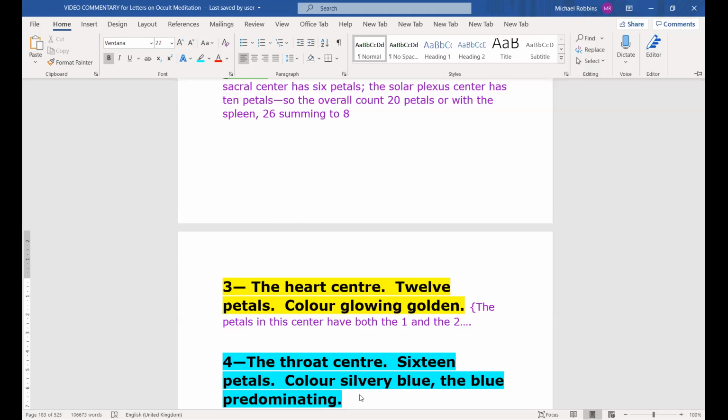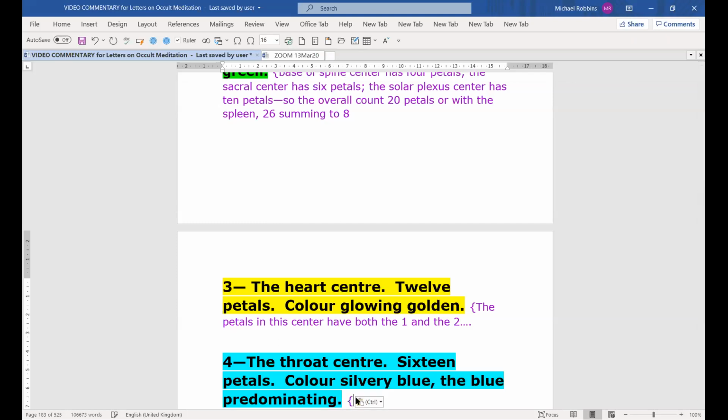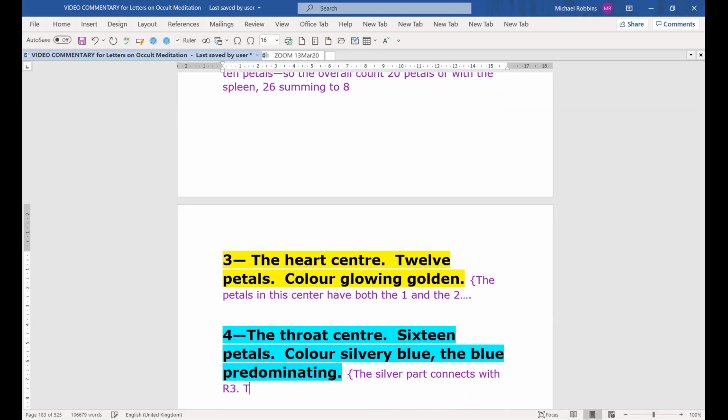Now, we also have to learn how to use it for purposes of love and wisdom. The silver part connects with the third ray. Silver part connects with ray 3. The, we might say, gold is ray 2. So the form building part is definitely there.